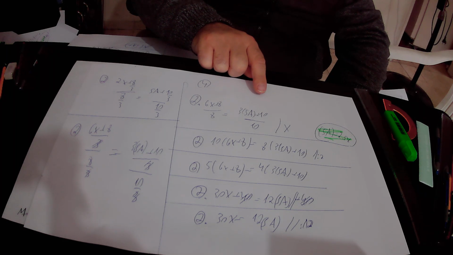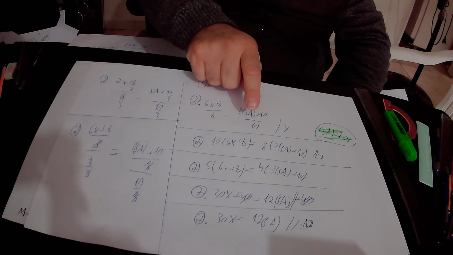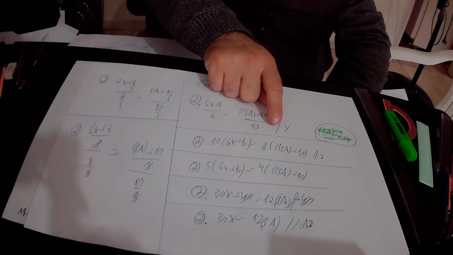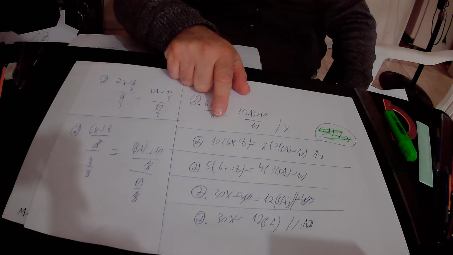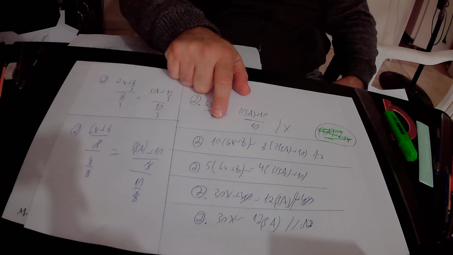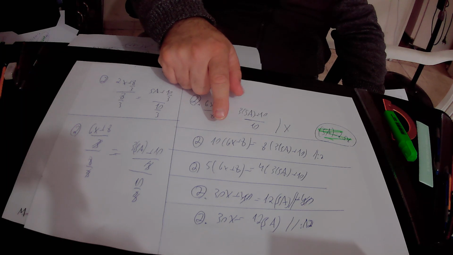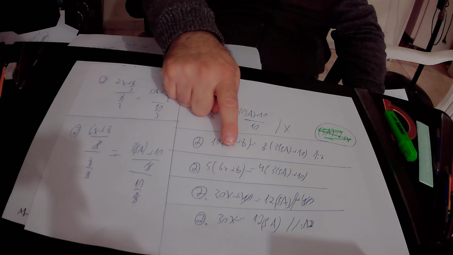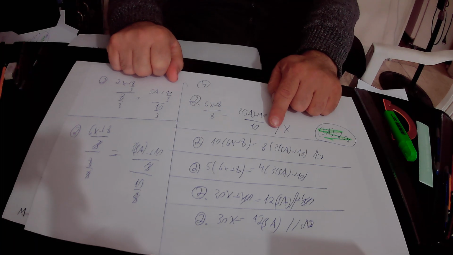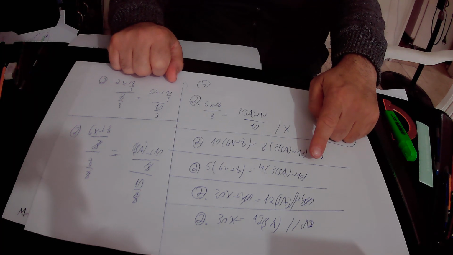Here we first multiply this equation 2, and find out that 10 times 6x plus 8 equals 8 times 3SA plus 10. Here we divided equation 2 by 2, and found out that 10 over 2 is 5, so inside the brackets we are left only with 6x plus 8. On the other side of the equation we have 8 over 2, that is 4. Inside the brackets we have 3SA plus 10.